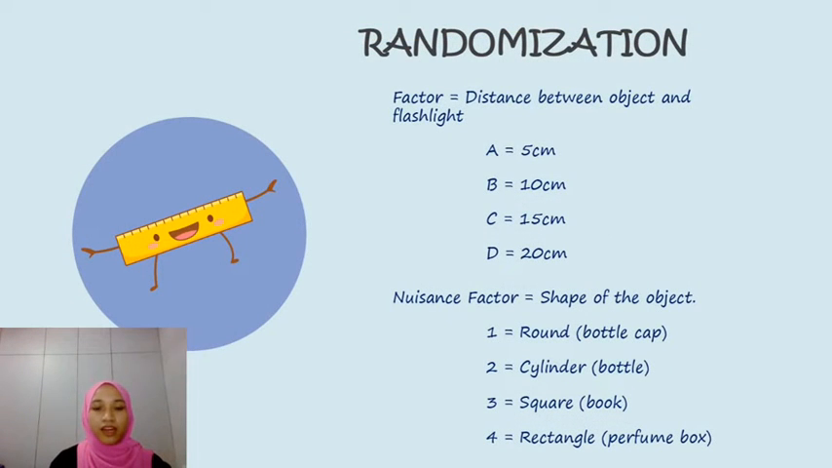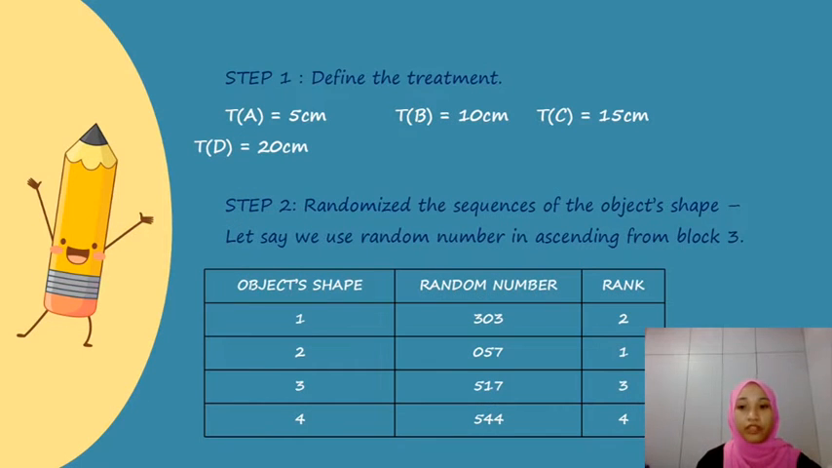For randomization, our factor is the distance between the object and the flashlight. We label it as A, which is 5 cm, B is 10 cm, C is 15 cm, and D is 20 cm. And we also have the nuisance factor, which is the shape of the object. We label it as 1 for the round bottle cap, 2 for the cylinder bottle, 3 for the square book, and 4 for the rectangle perfume box. For the randomization, step 1, we need to define the treatments, which are 5 cm, 10 cm, 15 cm, and 20 cm.